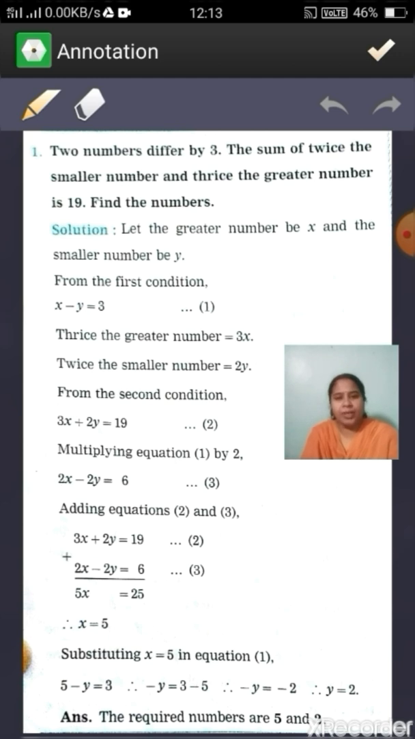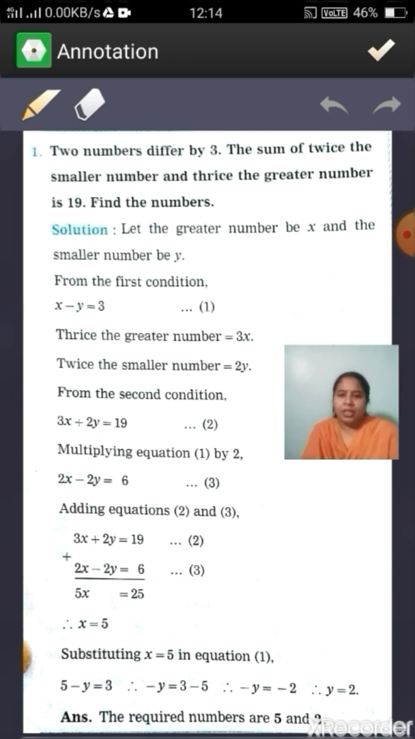Our first step will be, let the greater number be x while the smaller number be y. So this is the first thing to understand. Since the word differ is used, of the two numbers, one has to be greater and the other one has to be smaller. So I have assumed it as x and y.